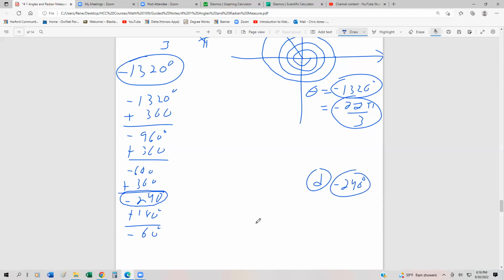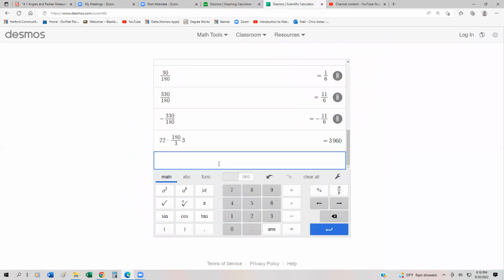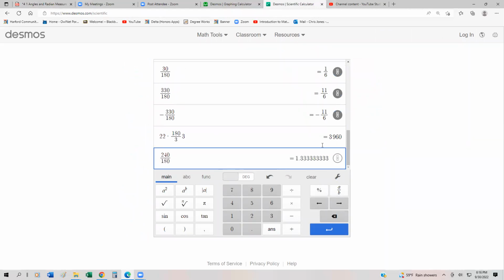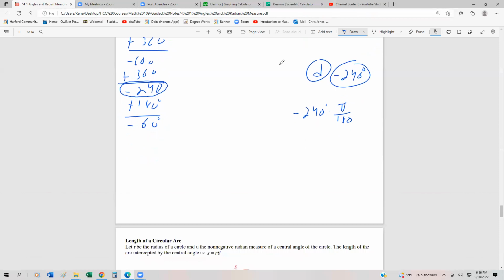Then we're going to convert that into radians by multiplying by pi over 180. Once again, on our calculator, we take 240 divided by 180, and that's going to give us 4 pi thirds. And that's going to be a negative. That's negative 4 pi over 3.